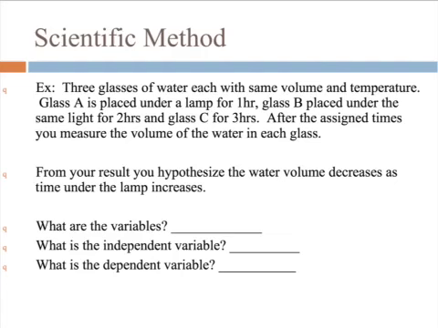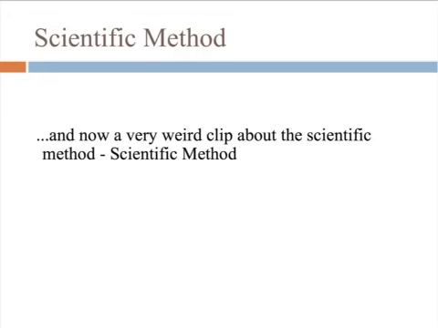And then the dependent variable is what depends on that independent variable. Well, the volume left over in the glass depends on how long you kept it in the light. So the volume is the dependent variable. We are actually going to skip over this slide.